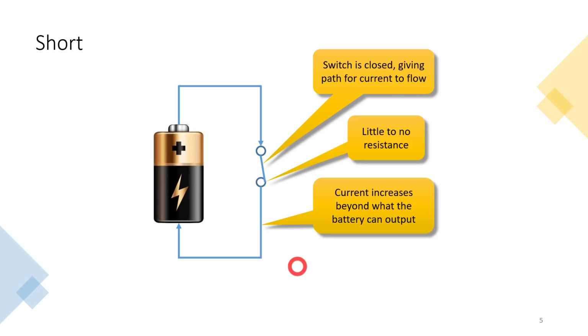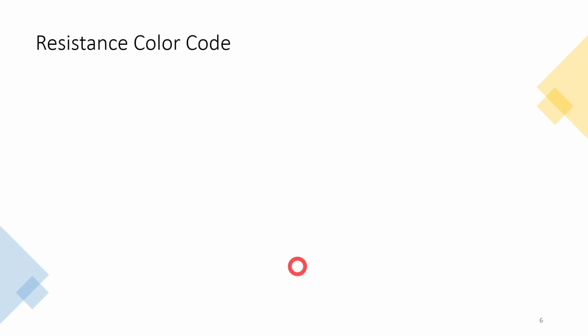Something bad would happen. Of course, we would add some overcurrent protection on a regular circuit, where we'd have a fuse or a circuit breaker to keep this from happening. But this is just a demonstration of what a short would be in a circuit, and that is shorting across the positive and negative of a battery. Okay, so those are our definitions for open and short. Let's look at our resistor color code now.